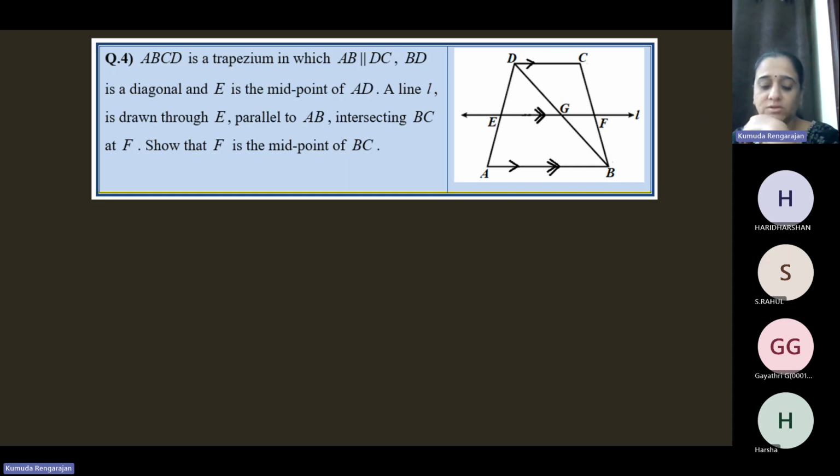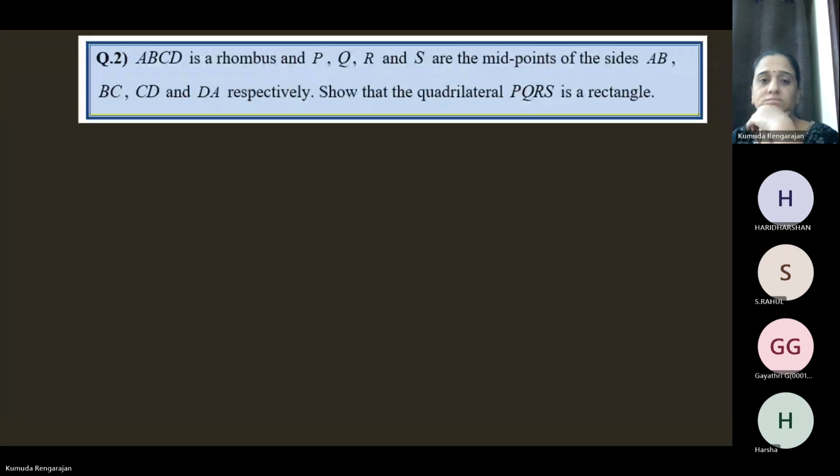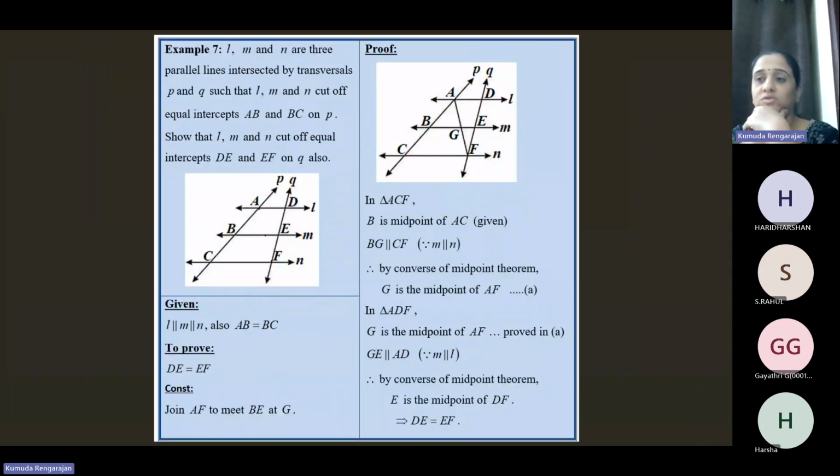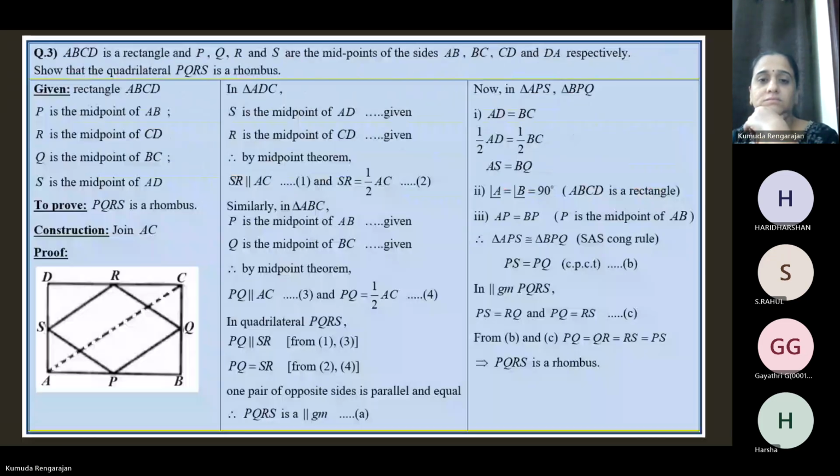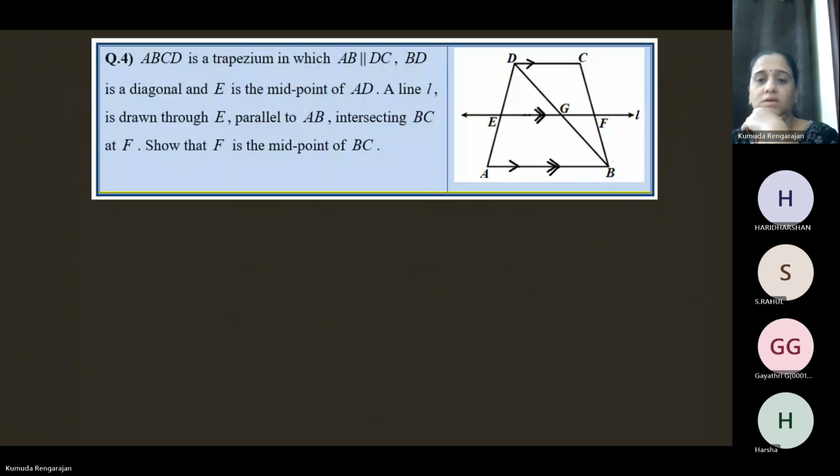This one is similar to the example here. So you just have to say E is the midpoint. This is parallel to this. Therefore, G is the midpoint. Now, G is the midpoint, and this is parallel to this. So this is by converse of midpoint theorem. Therefore, F is the midpoint of BC, by converse of midpoint theorem.